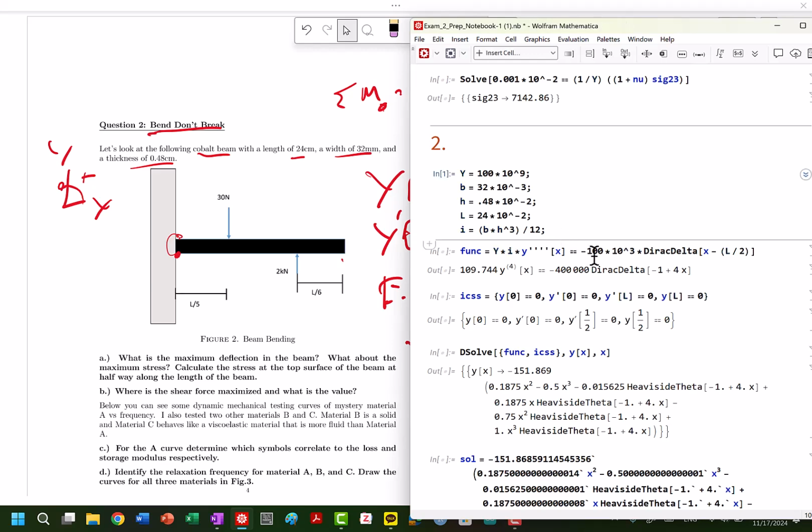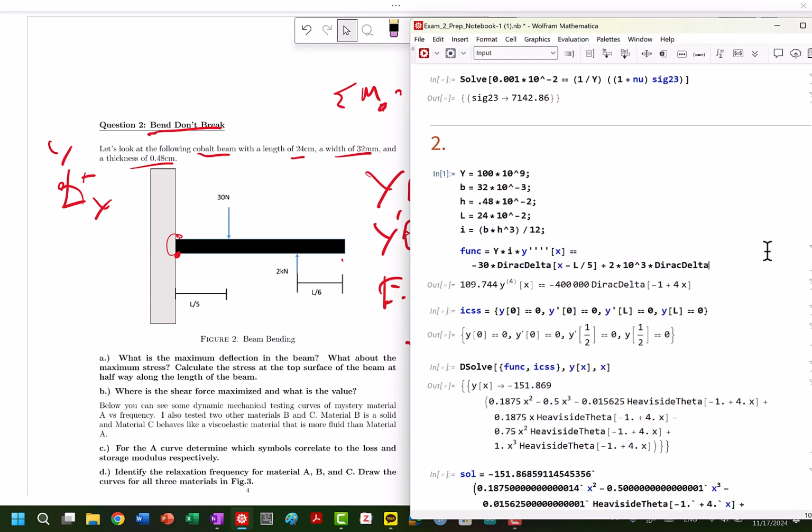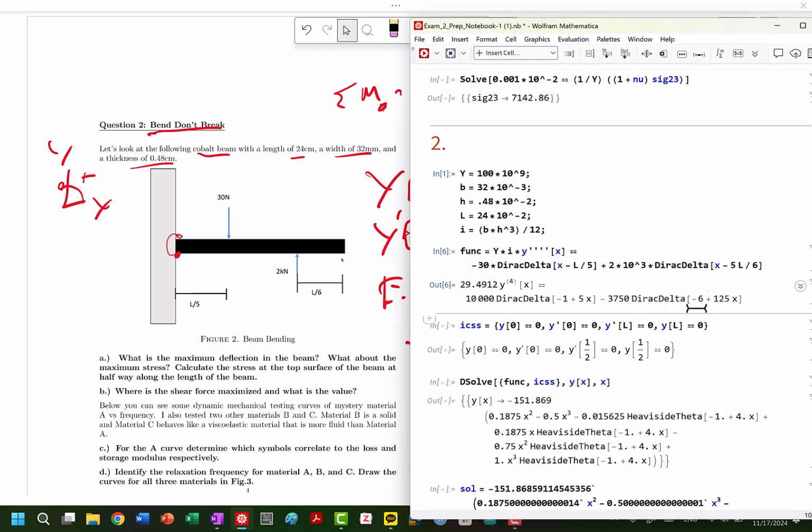Excellent. So our function is Y times I times the quadruple prime, equal to minus 30 times Dirac delta of x minus L divided by 5, plus 2 times 10 to the 3 times Dirac delta, applied at x minus 5L divided by 6. So that's our function. Y prime at 0 is 0, Y at 0 is equal to 0, and Y double prime at L is equal to 0. And then finally, we are going to do at x equals 0.